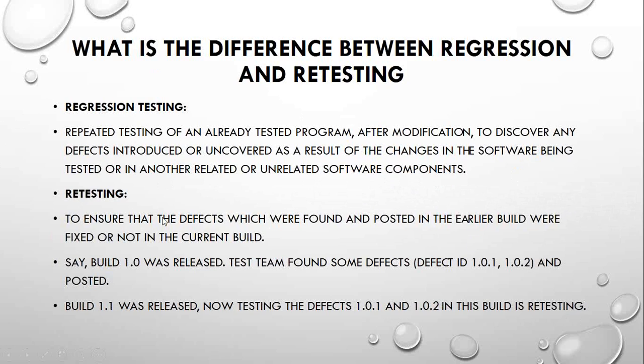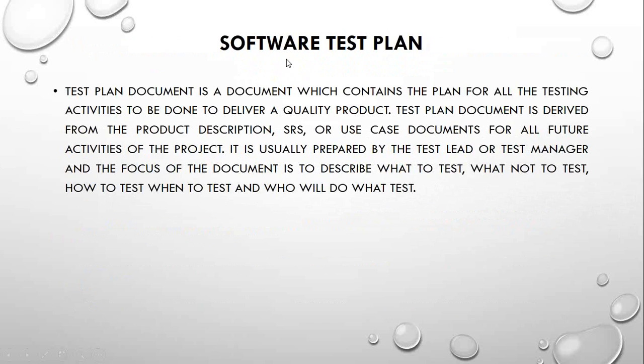Okay, next is the software test plan. The test plan document contains the plan for all the testing activities to be done to deliver a quality product. It is derived from the product description, SRS, or use case documents for all the feature activities of a product. It is usually prepared by the test lead or test manager, and the focus of the document is to describe what to test, what not to test, how to test, and who will do what.